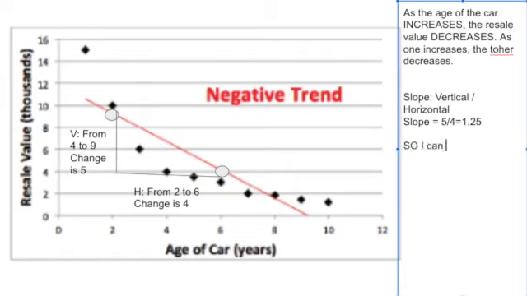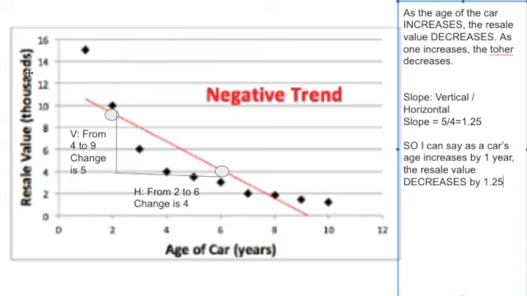So I can say, as somebody who's using the information that they have in front of them, as a car's age increases by 1 year, what happens to the resale value for a year? Decreases by, let's see, $1.25 thousand. So again, this is a general trend, a noticing of things.